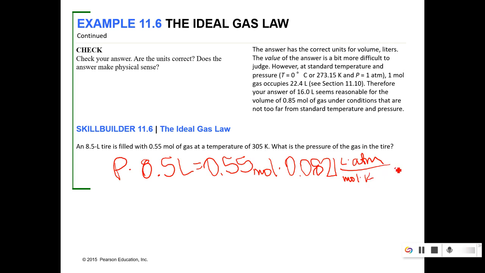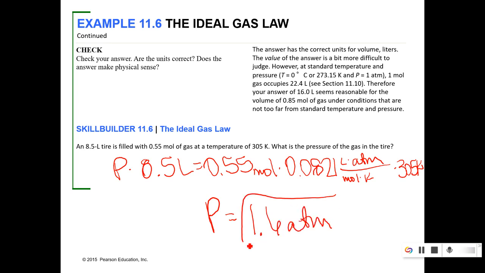Liter atmospheres per mole Kelvin times, this time we're at 305 Kelvin. Again, our pressure must be in atmospheres. So we're doing 0.55 times 0.0821, sorry, times, not divided by, times 305. Now divided by 8.5. And I get that my pressure, I need 2 sig figs, is 1.6 atmospheres.